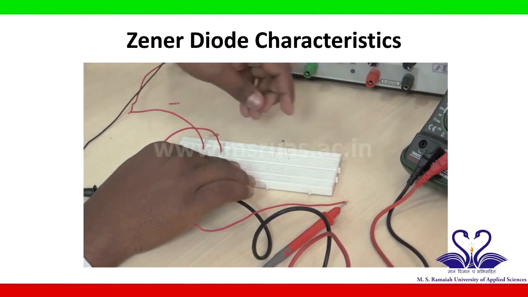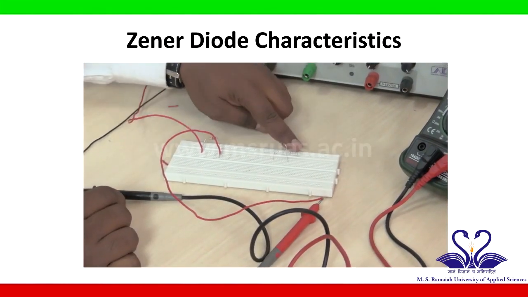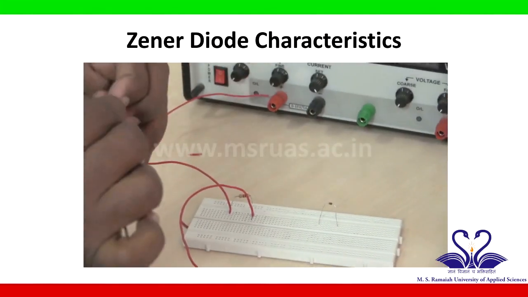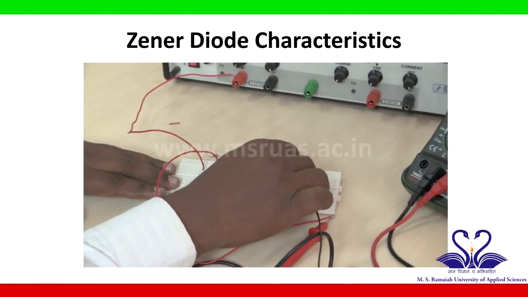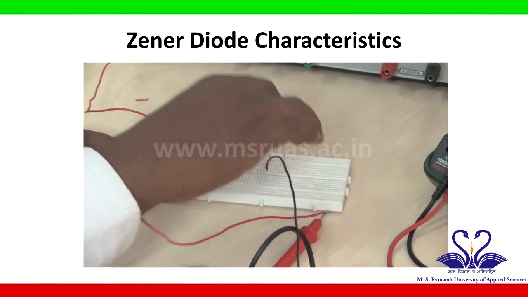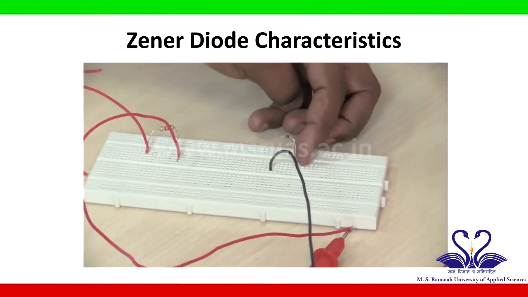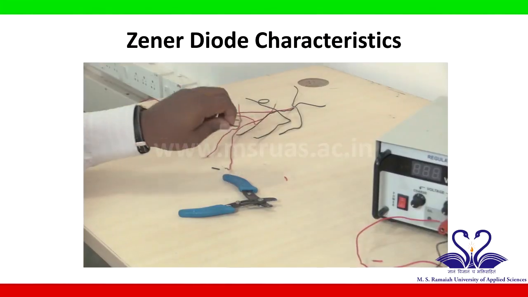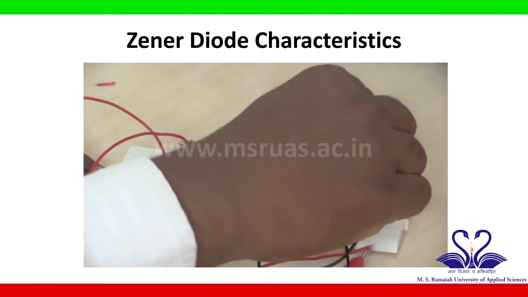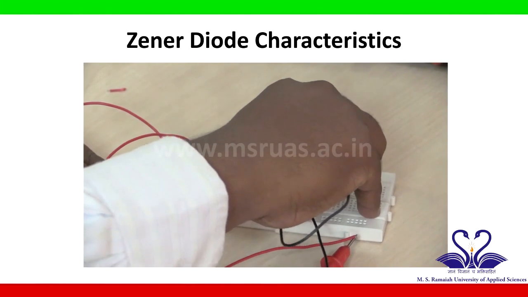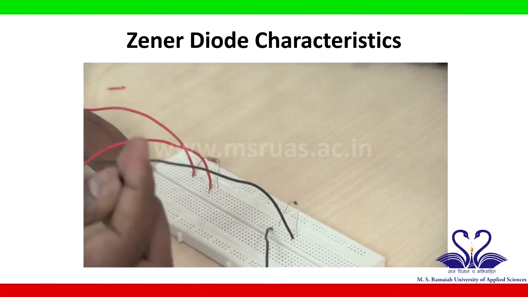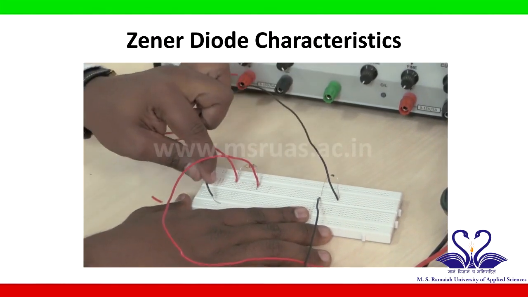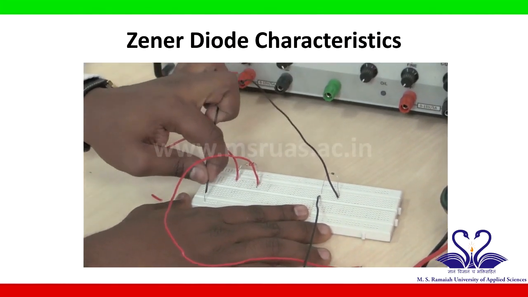If I connect like this, this end is P, this end is N. Since the negative terminal of the ammeter is connected to the P side of the diode, I am connecting to the P side, and the N side of the diode is connected to the ground. So I will take one more wire and connect it to the N side of the diode, and this end is connected to the ground. So I will take this first row as a ground. So I will connect to the ground.